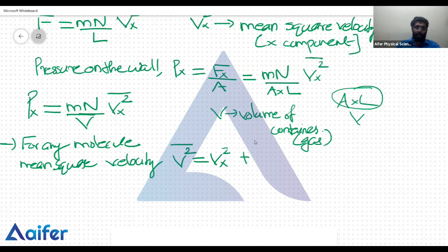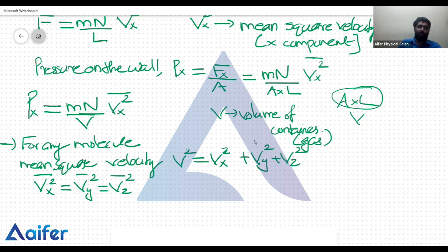Vx square, Vy square plus Vz square. So this is the expression for V square. For any molecule, if you take the mean square velocity, due to random motion and symmetry, we could say that Vx square bar is equal to Vy square bar is equal to Vz square bar. For any molecule, this is true.